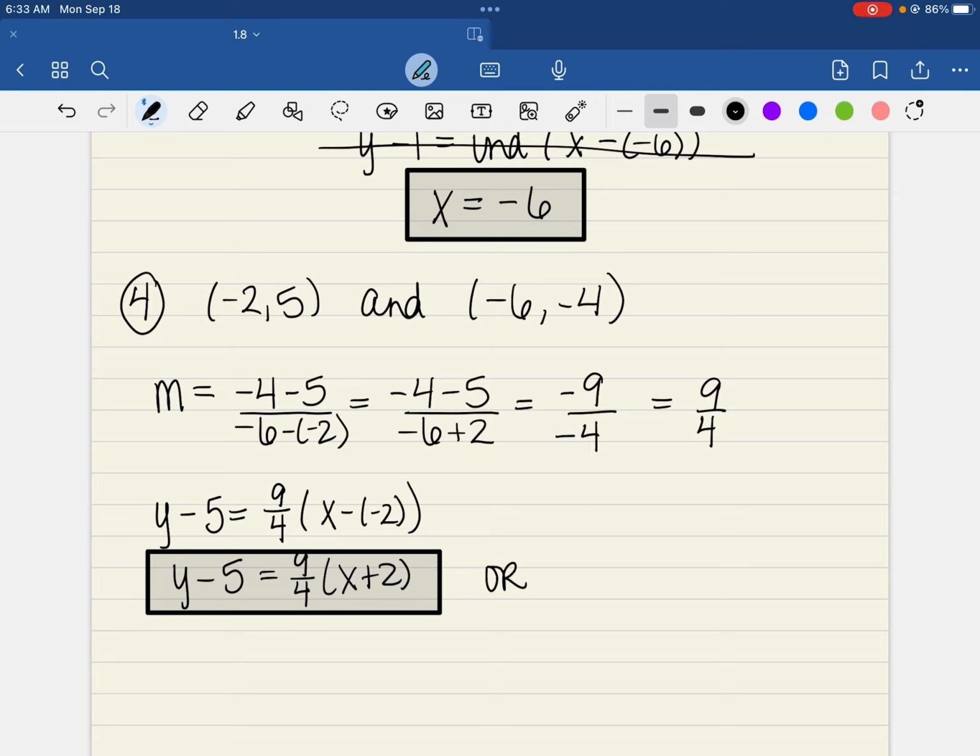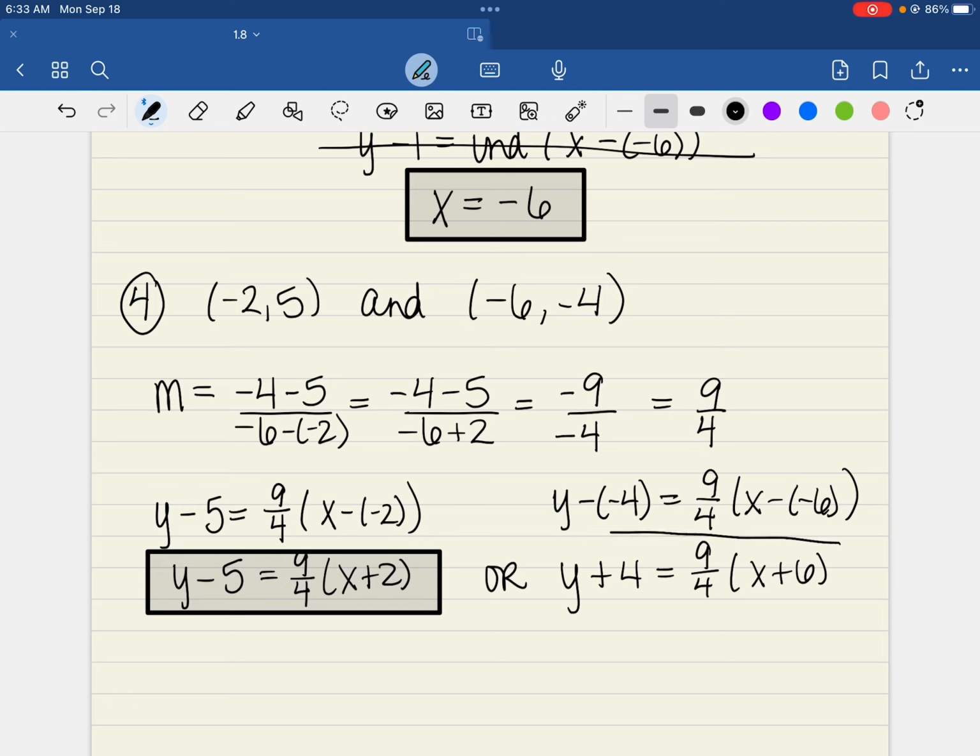Or we get y minus a negative 4 equals 9 fourths times x minus a negative 6, which would simplify as y plus 4 equals 9 fourths times x plus 6. So because you're provided two different points, you could potentially have two different setups, but your slope would be the same regardless.